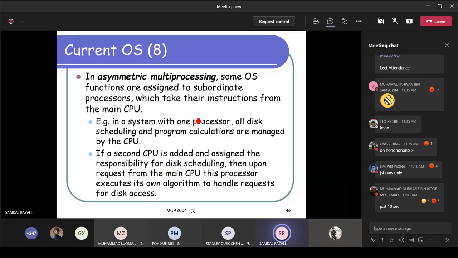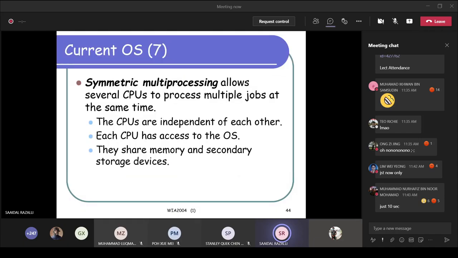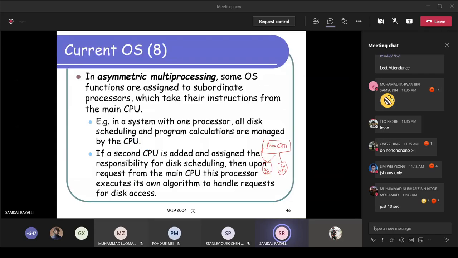So meaning that in asymmetric multiprocessing, you have a main CPU, which is the top of the hierarchy, and of course you have a secondary CPU, a third CPU, and so on. The main CPU can request the secondary CPU to execute its own algorithm to handle requests for this access or something like that. This is asymmetric multiprocessing. For symmetric multiprocessing, each CPU is independent of each other.